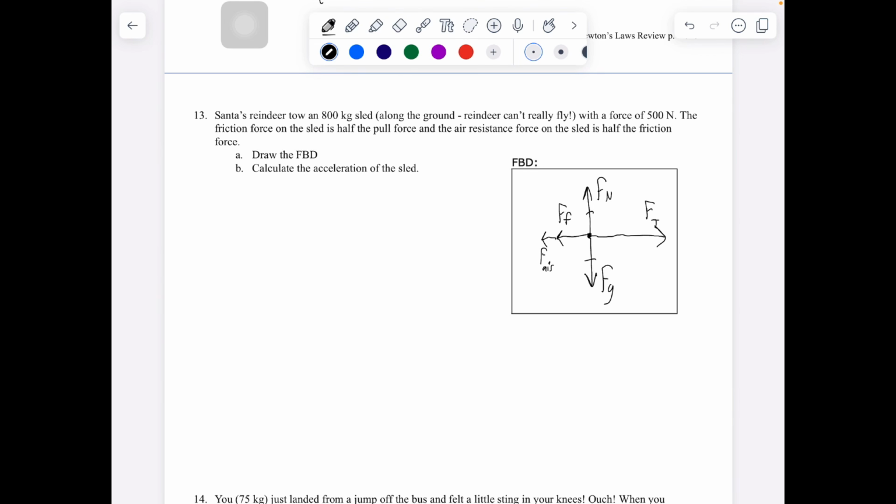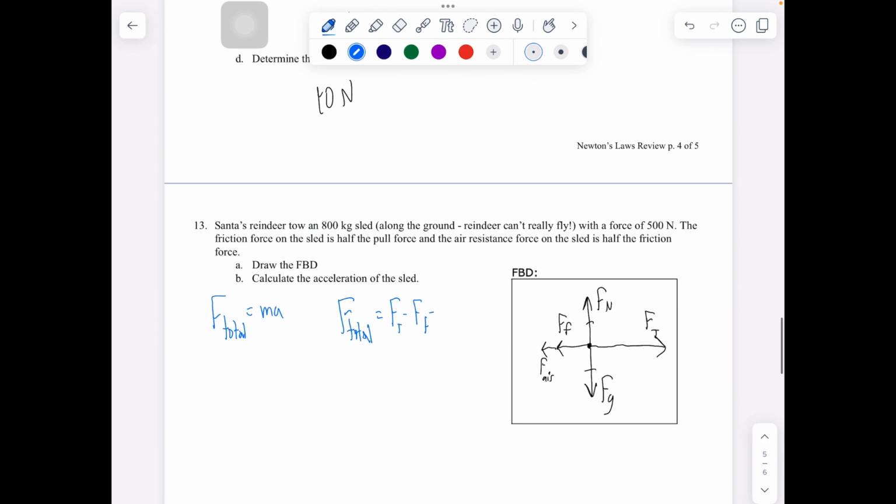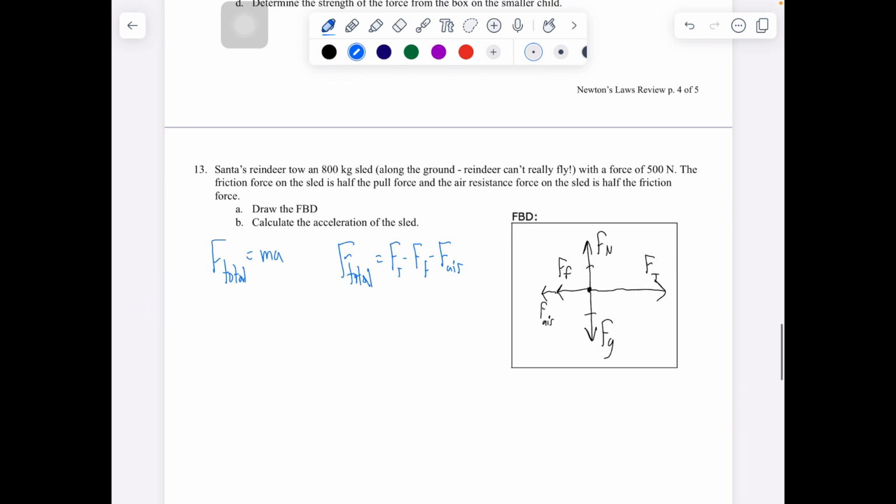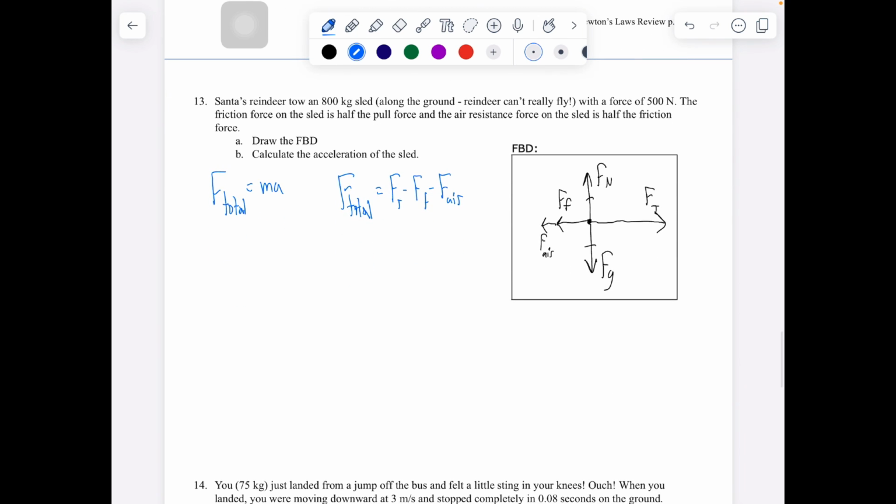Okay, let's go ahead. We're going to use our same technique. Write out your two equations for the total force. One of them is just Newton's second law. The other one, you just list out positive forces minus negative forces. Tension is positive, friction is negative, the air resistance is negative. The way we tell is just the direction. Anything that's to the right is positive, anything left is negative. If we were dealing with vertical forces, anything up is positive, anything down is negative.